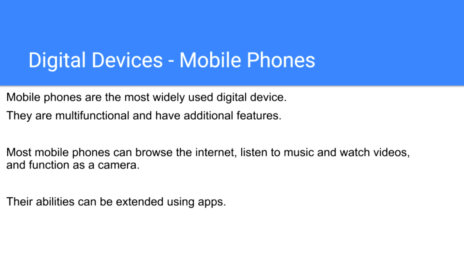Mobile phones. Mobile phones are the most widely used digital device. They are multifunctional and have additional features beyond making and receiving phone calls. For example, most mobile phones can browse the internet, be used to listen to music and watch videos, and be used as a camera. Modern phones' abilities can even be extended using apps.